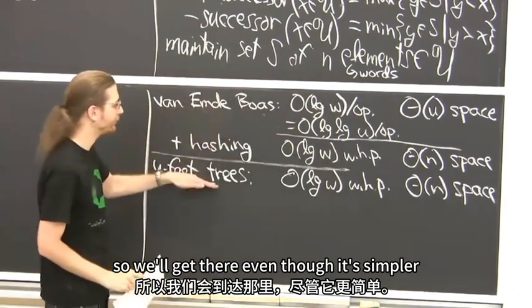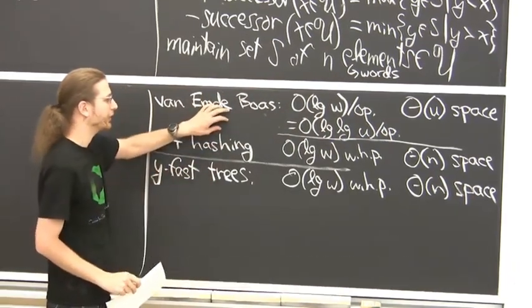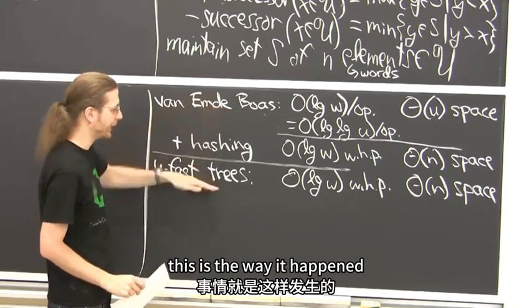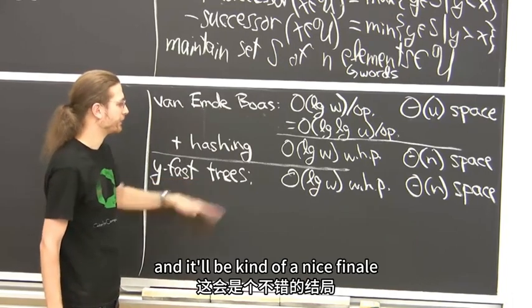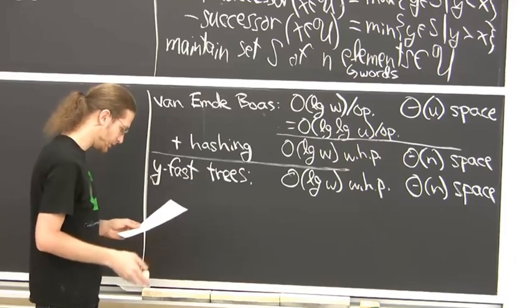So we'll get there. Even though it's simpler, we're going to start with this structure. Historically, this is the way it happened: van Emde Boas, then Y-fast trees, which are by Willard. And it'll be kind of a nice finale.